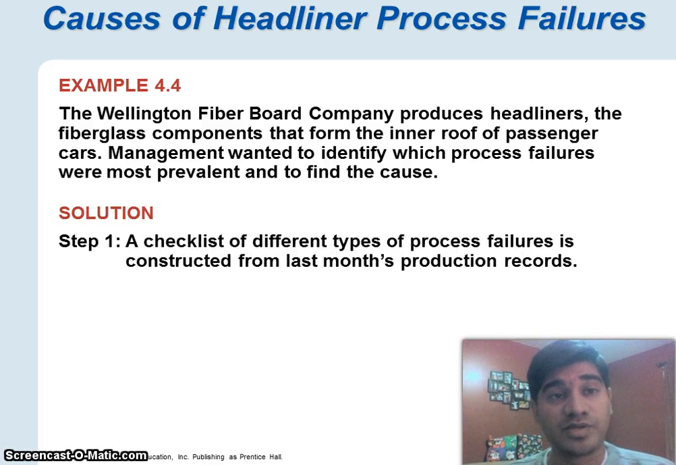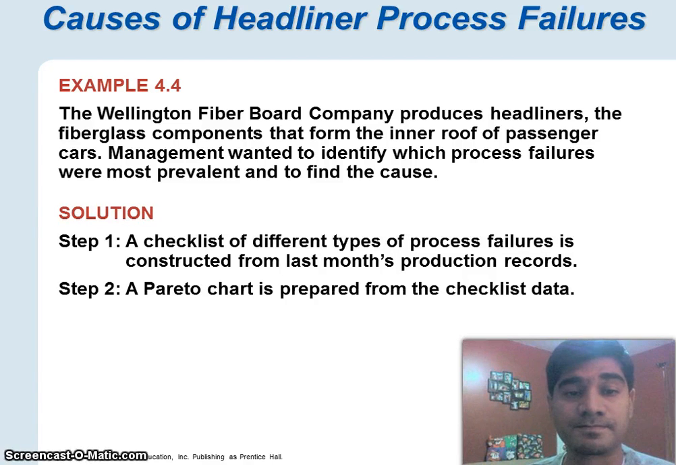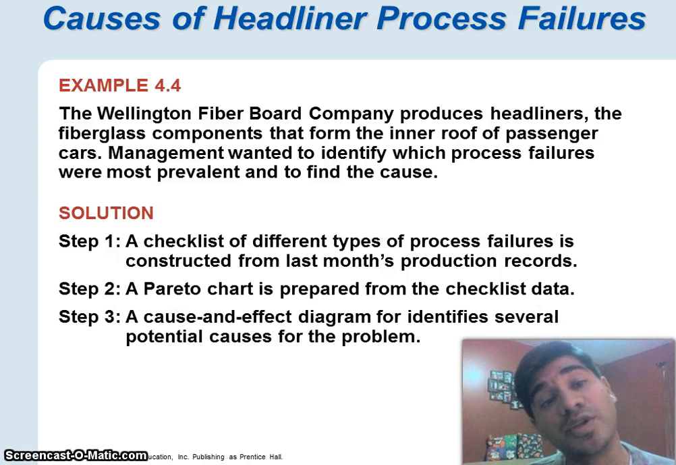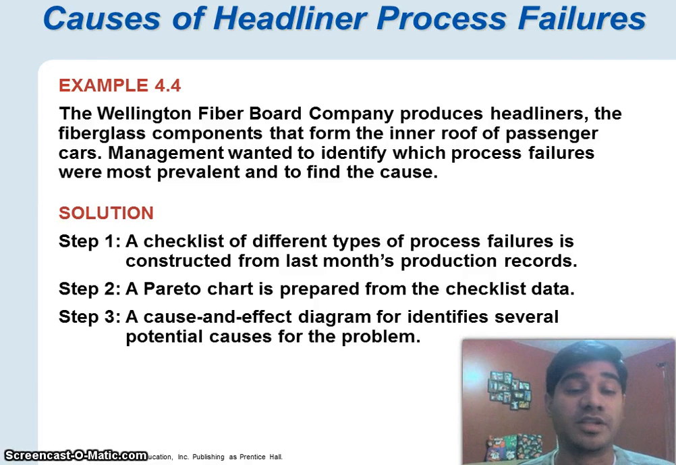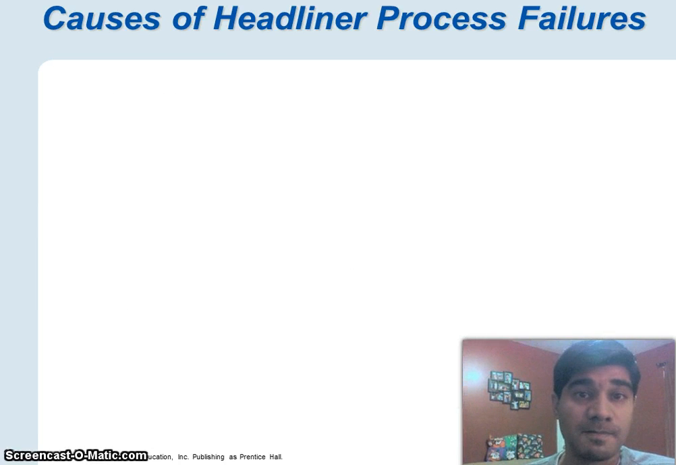So, a checklist, I think that's one that we haven't talked about yet, records what were the causes of the failures, and it essentially puts a check mark on a list. And then you take that checklist and you create a Pareto chart from that data. And then from that Pareto chart, you create a cause and effect diagram that identifies several different causes for the problem. And then the manager reorganizes the production reports into a bar chart according to shift because this manager wants to find out on which shift the problem is happening.